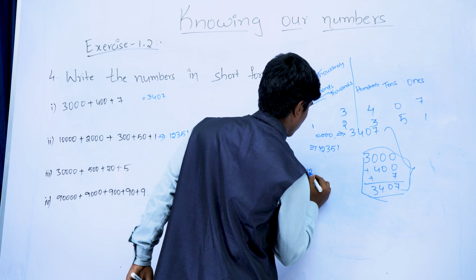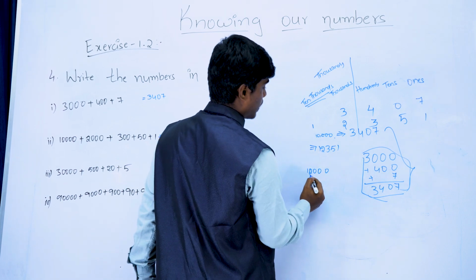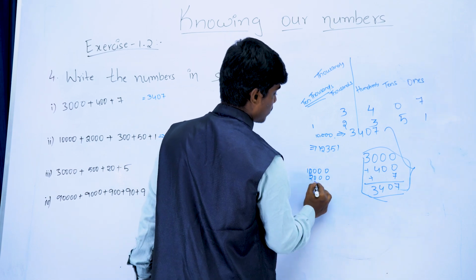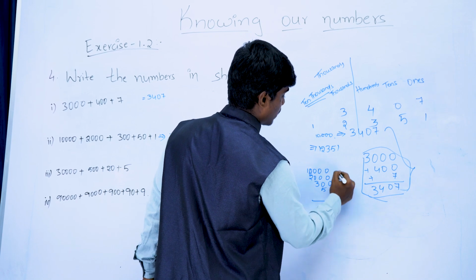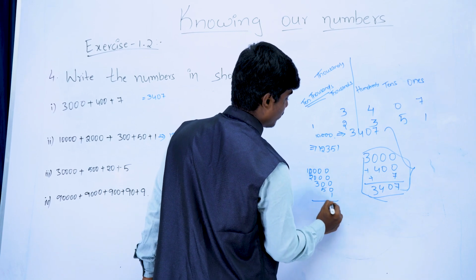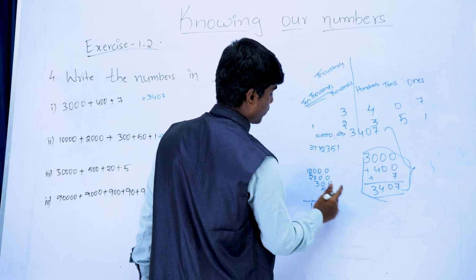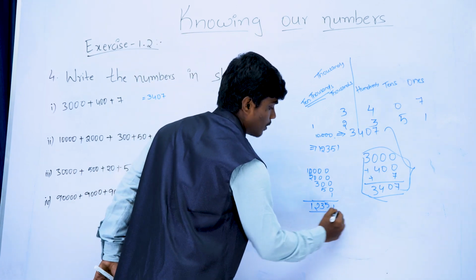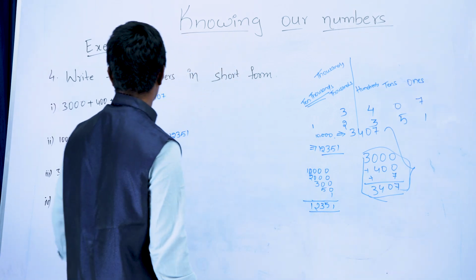Now we try in this format. See, 10,000 plus 2,000 plus 300 plus 50 plus 1. Here we get 1, here we get 5, here we get 3, here we get 2, here we get 1. By adding these numbers, we get 12,351, which is the same answer.